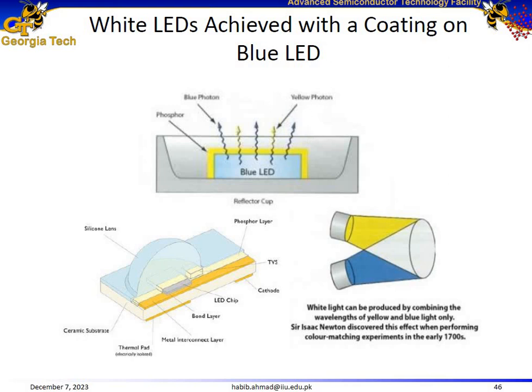Another possibility is to have an ultraviolet light emitting diode and grow three phosphors on top of it: red, green and blue phosphors. The ultraviolet light pumps the red, green and blue phosphors, resulting in the emission of red, green and blue light, and the combination of these three lights results in white light. And here is an example of blue and yellow light resulting in white light.